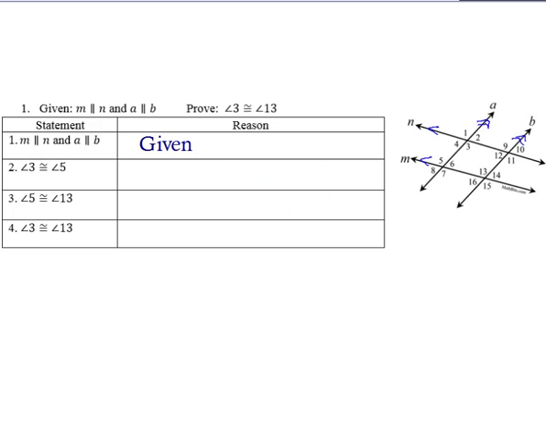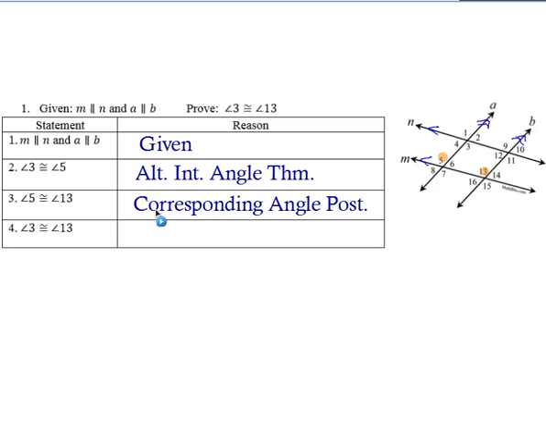So I should be seeing some of these things here. So why can I say that 3 is congruent to 5? Well, if we look at 3 and 5, hey, those are alternate interiors. So I'm going to use the alternate interior angle theorem. See how that works? The next one, 5 is congruent to 13. So if I look at that relationship, where's 5, where's 13? 5 and 13, I'm kind of ignoring all of this stuff. 5 and 13, hey, those are corresponding angles. And when the lines are parallel, I can say corresponding angles postulate.